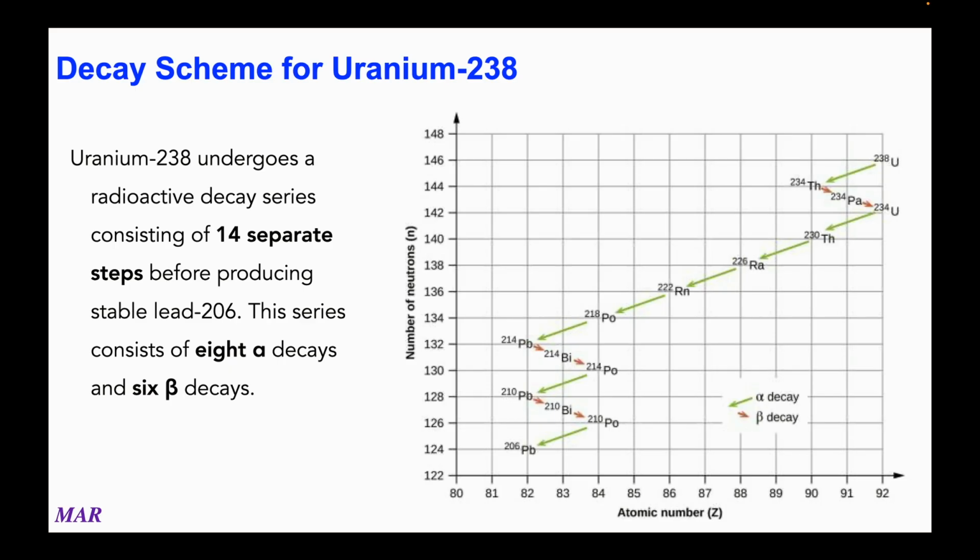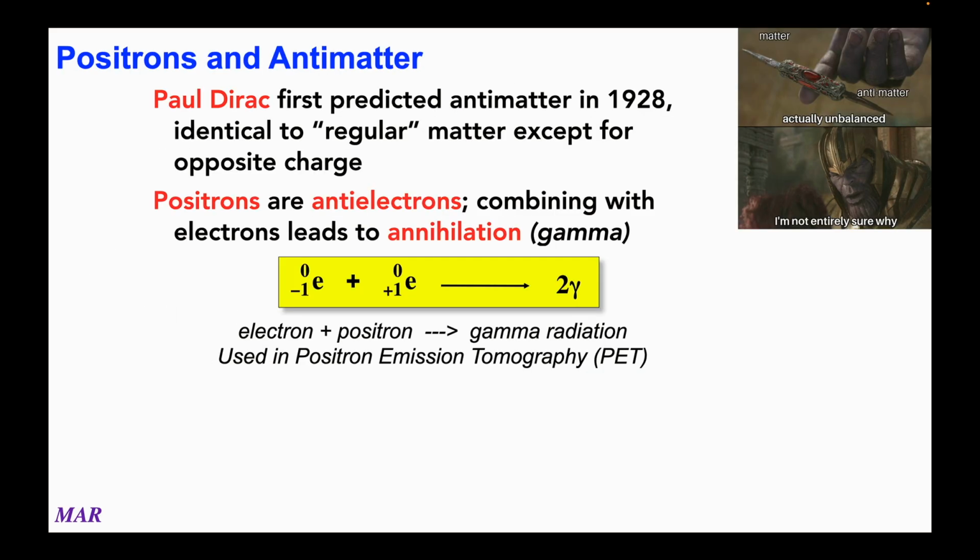All right, no problem. Alpha decay means it's kicking out an alpha particle. Beta decay means it's kicking out a beta particle. Now, this positron thing is really wild, all right? Paul Dirac was actually the first person to predict antimatter back in the 1920s, and he thought it might be identical to regular matter except for its opposite charge. And positrons are the first example of antimatter that, as far as I know, was ever experimentally observed.